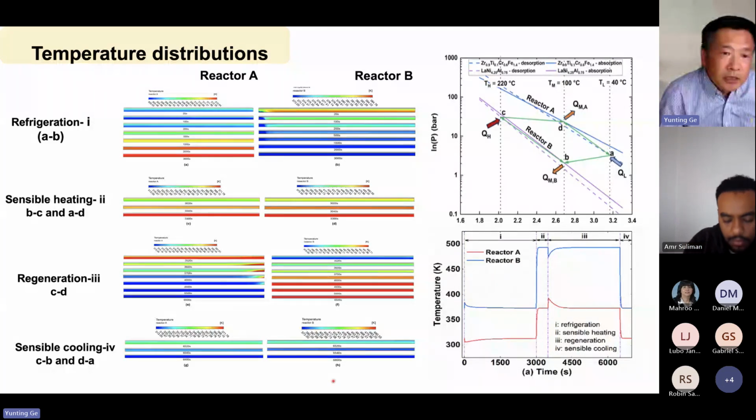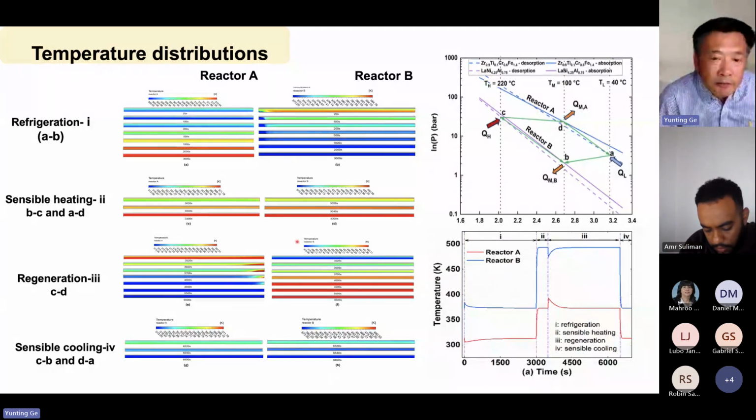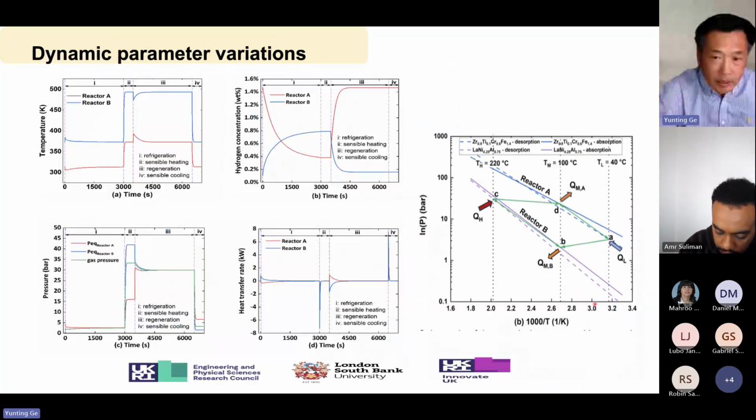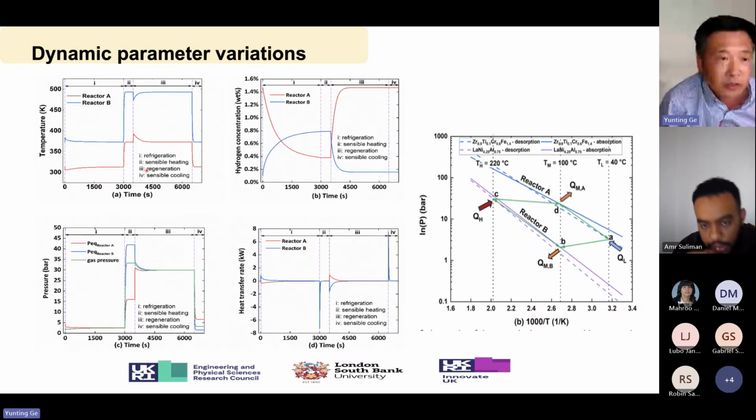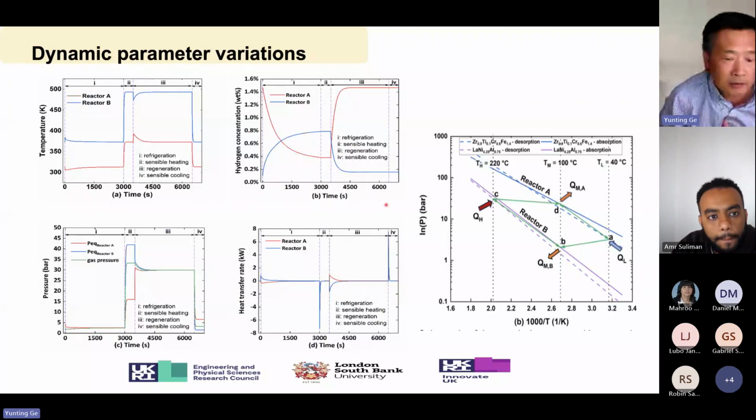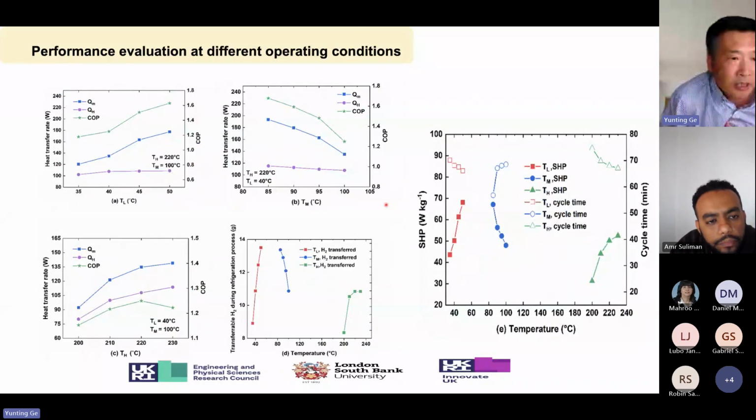This is just to show you the simulation result for the half cycle, and the next half cycle will be similar. And similarly, this one shows some more results: temperature, concentration, pressure, and also the heat transfer rate. You can see the dynamic operation. Because of time, I won't go into the details, and we'll just give some results.